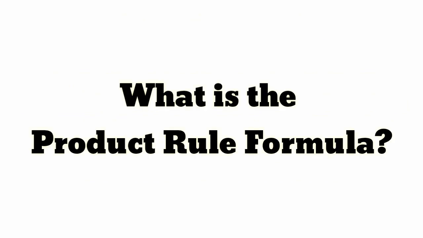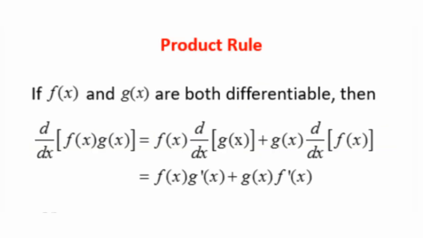So what is the product rule formula? If f of x and g of x are both differentiable, then the derivative of f of x times g of x with respect to x is equivalent to f of x times the derivative of g of x plus g of x times the derivative of f of x. F of x times g prime of x plus g of x times f prime of x.